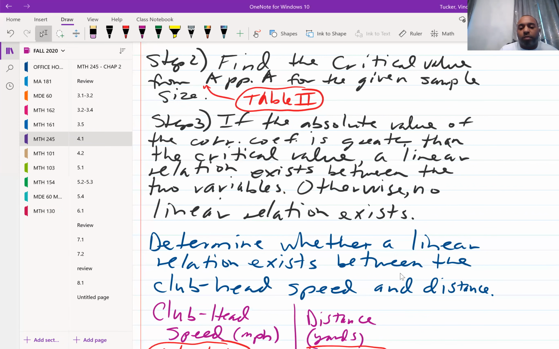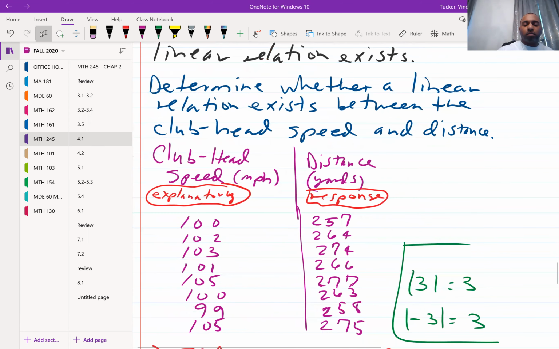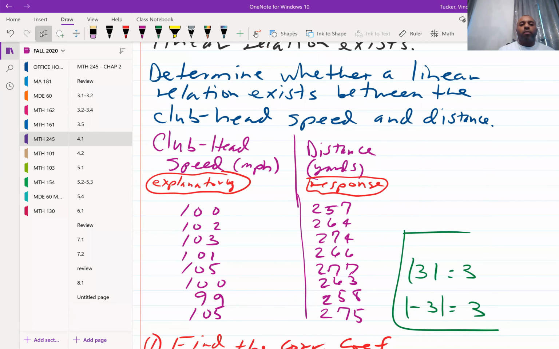a linear relation exists between the club head speed and distance. All right, so to give us this chart, the club head speed is 100. So in other words, we're talking about a golfer swinging a club. He's swinging at 100 miles per hour. His first observation, swung it at 100 miles per hour, and the distance the ball travels is 257 yards.